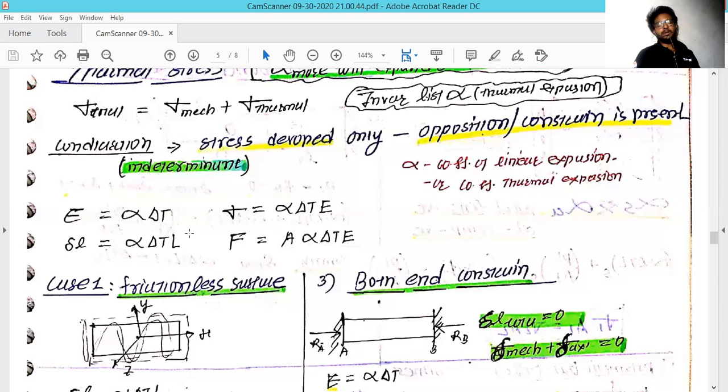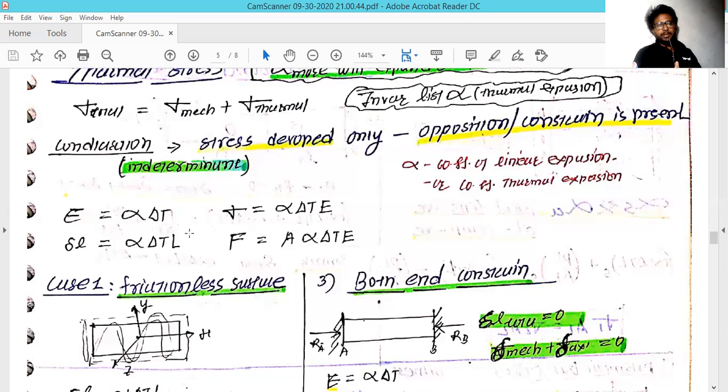Take an example: if you take any rod and simply place it anywhere, without providing any restriction to it, and you heat that rod, strain will be there, because it will expand, but there is no restriction from any other side of that rod. Just because of that, the stress is not going to be produced in this cross section.